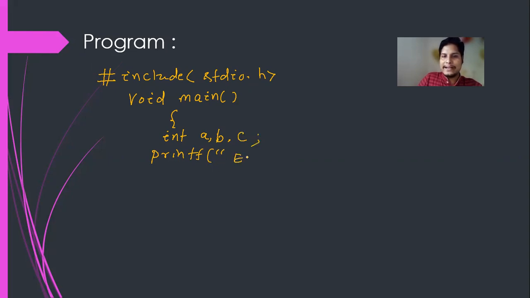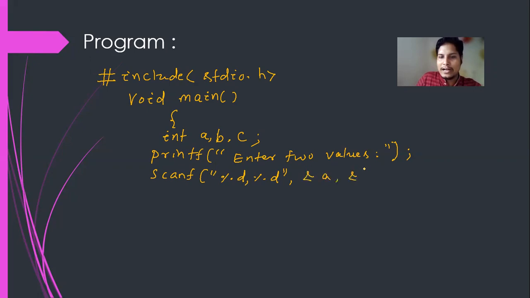Within the printf statement, I'm writing "Enter two values" in double quotation, parenthesis and semicolon. Next, look at this scanf statement. I'm using "%d, %d" in double quotation, and then comma, &a, comma, &b, semicolon.